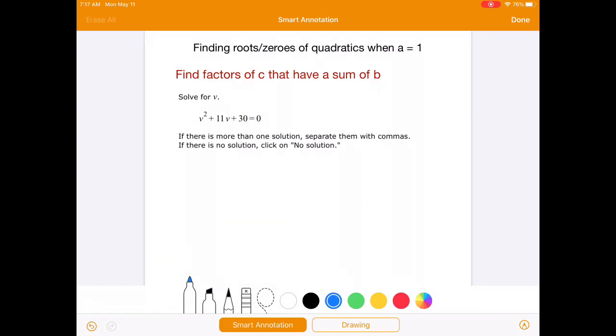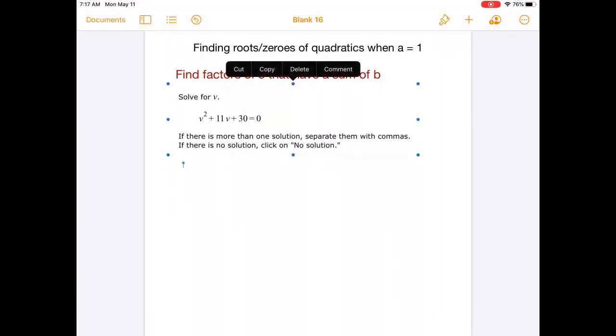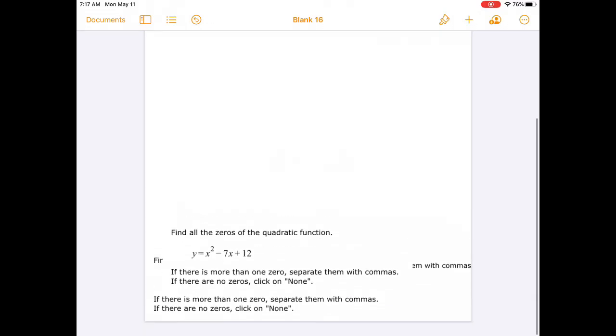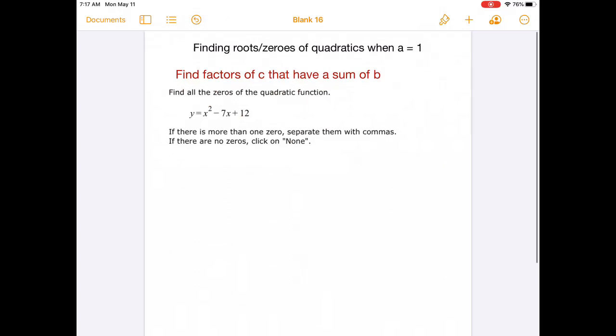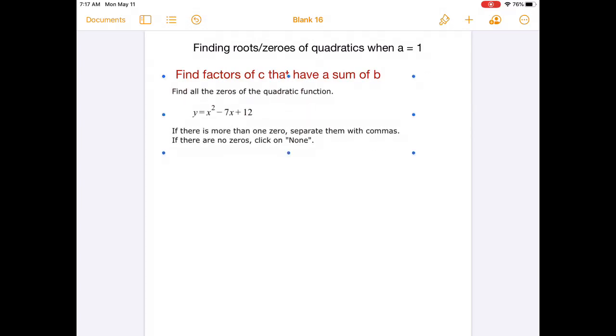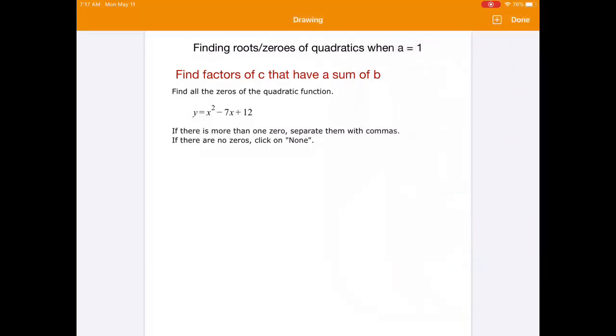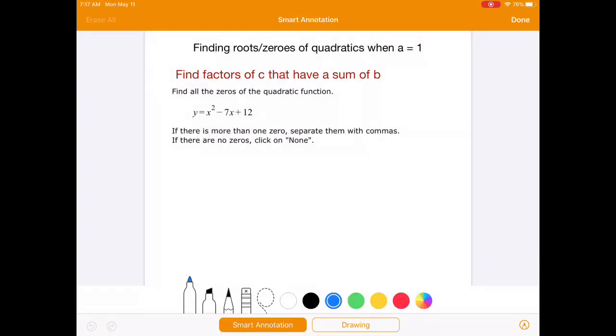All right, so let's go ahead and look at another one here. Let's get rid of this one. I got another one waiting to come up here. Let's see what we got here. All right. So we're using the same approach where we're looking for factors of 12 that add up to -7.